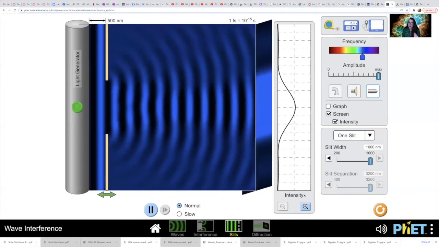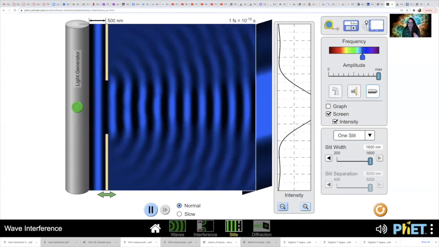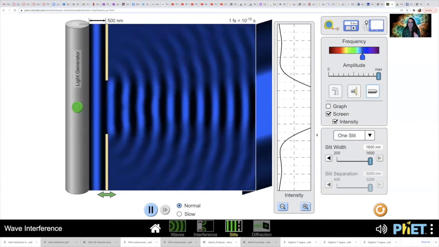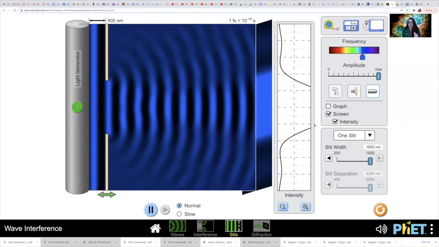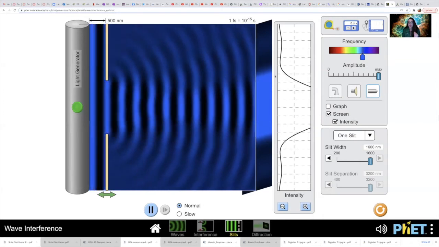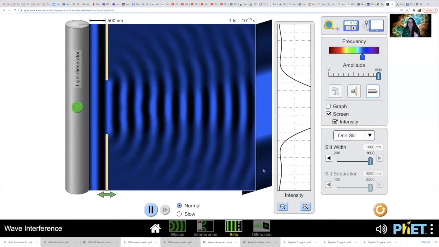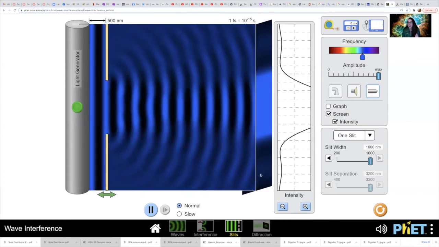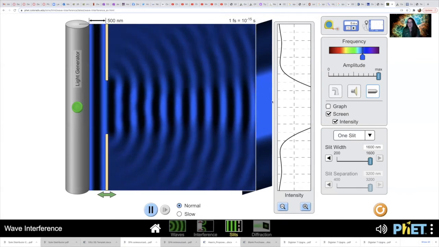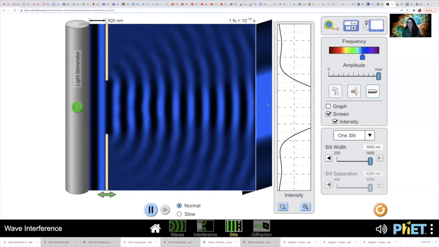And actually, if I increase our graph here for the intensity, kind of blow it up, we can see we've got our bright central point here, the intensity from that bright point. We've got two minima on either side, and then we've got these little tiny, but still there, first order bright maxima on either side of the central maximum.